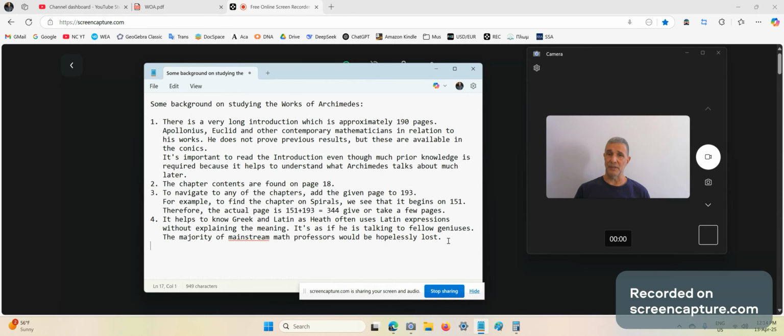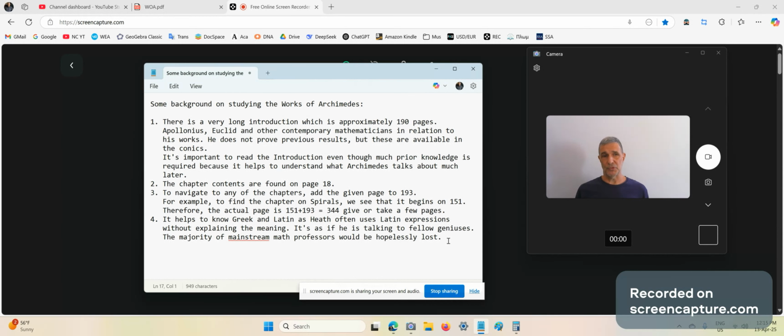So number one, there happens to be a very long introduction. It's about 190 pages by Heath. And in it, he talks about other mathematicians as well, like Apollonius, Euclid, and other contemporary mathematicians in relation to the works of Archimedes. And he does not always prove previous results. I'm not talking about Heath, I'm talking about Archimedes not proving previous results, but these are usually available in works such as the Conics, for example.